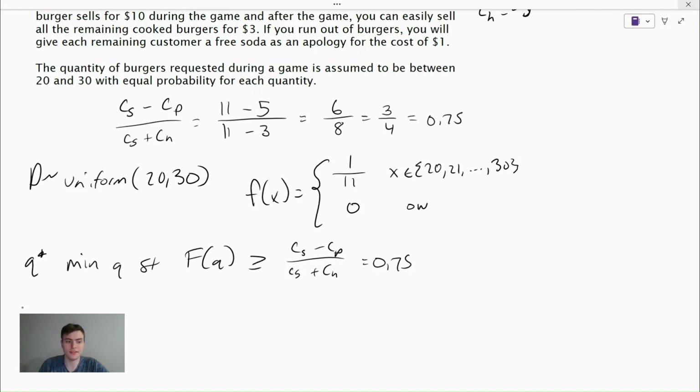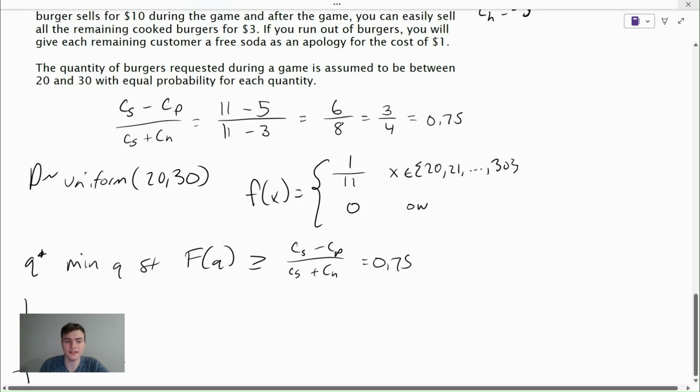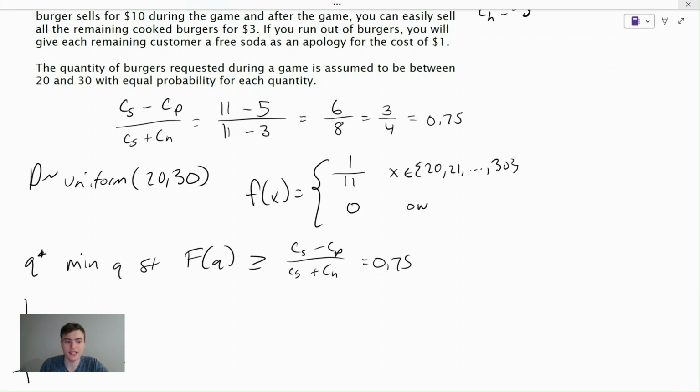If we think about the graph again, it's pretty similar. We're going to have 11 steps. Pretend that's 11, I wasn't really counting. And we're going to compare to 0.75. We want to find the one that's just above. We want to find the Q that has a CDF just above 0.75.